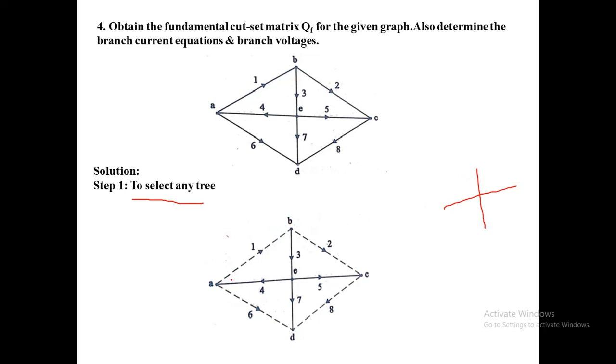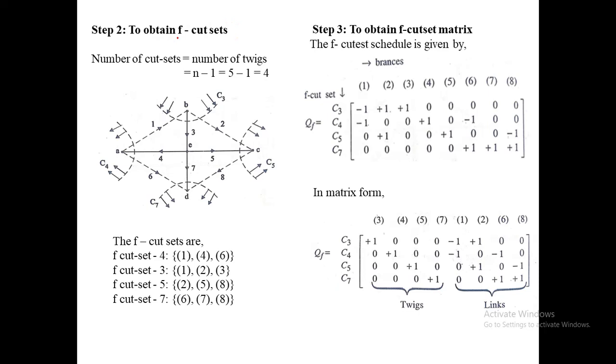Next we have to draw the remaining branches as dotted lines, and the 3 branches in solid lines. Next we have to form the cut sets. The number of cut sets can be calculated as n minus 1. N is the number of nodes: 1, 2, 3, 4, 5. 5 minus 1 equals 4, so we have to cut this graph in 4 ways. Here we know that a cut set has only one solid line, and any others are dotted lines. Here it has one solid line each. Likewise we have to cut.